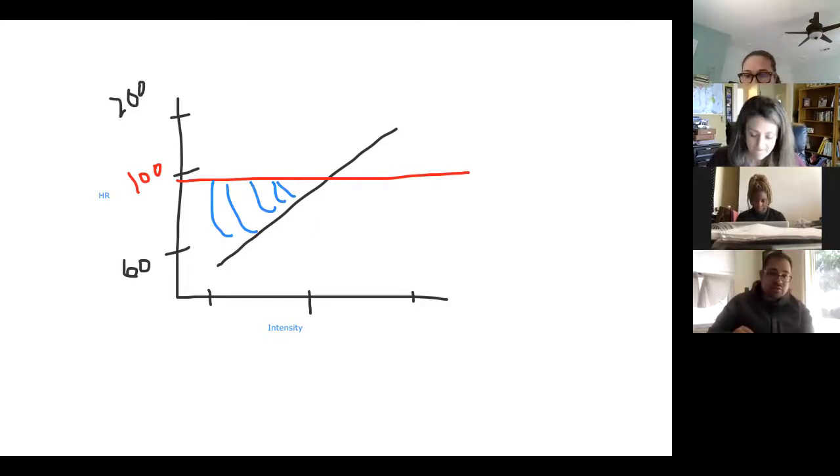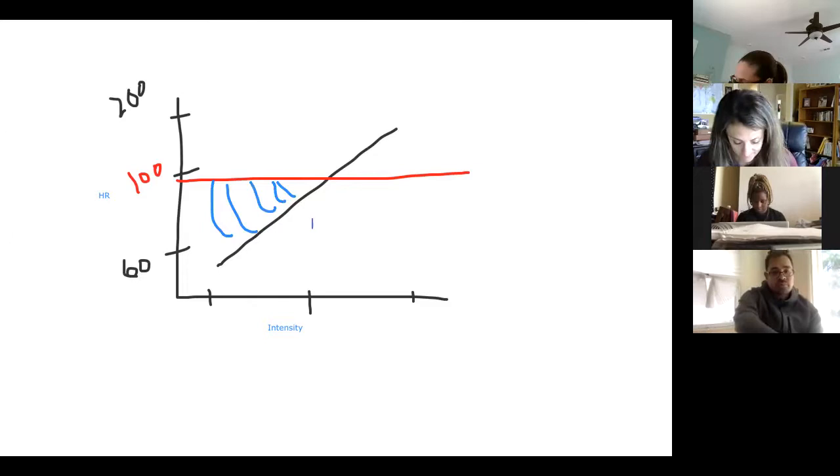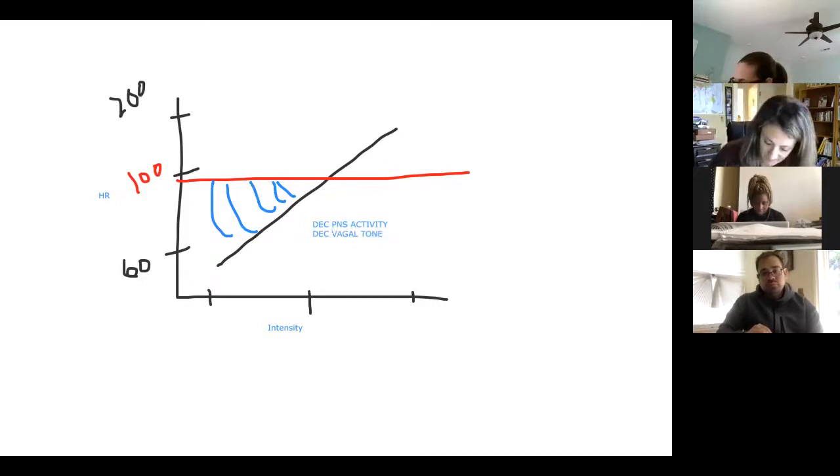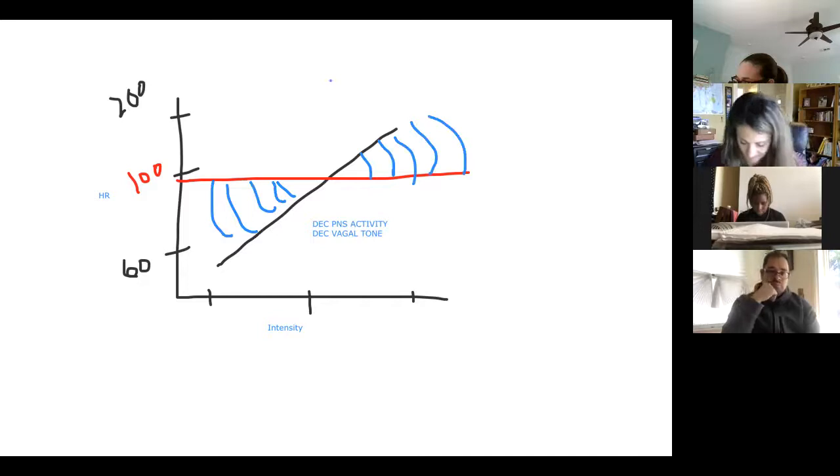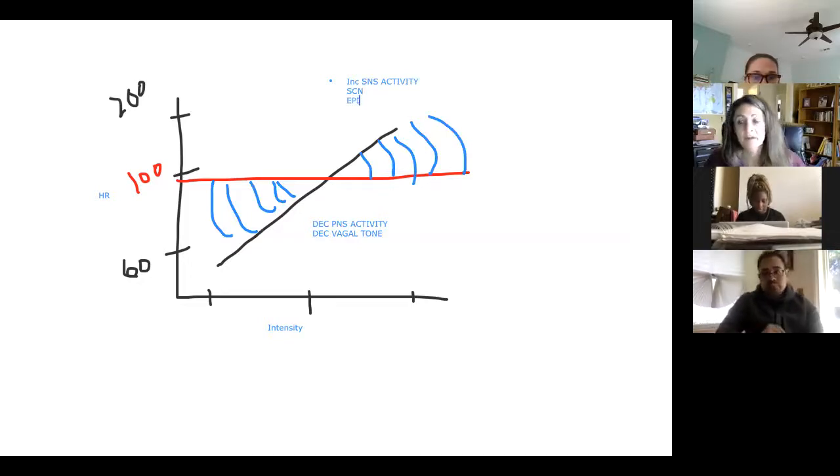Can you ask the question one more time? Decreased PNS. Yes, increases in heart rate between 60 and 100 beats per minute are caused by what? Decrease in vagal tone. Decreased parasympathetic nervous system activity, specifically decreased vagal tone. Good. And then these increases in heart rate above 100 beats per minute are due to what? Increased SNS. Increased sympathetic nervous system activity, specifically sympathetic cardiac nerve and epinephrine. Okay, I'm abbreviating that. Make sure you know what it stands for and how to spell it.